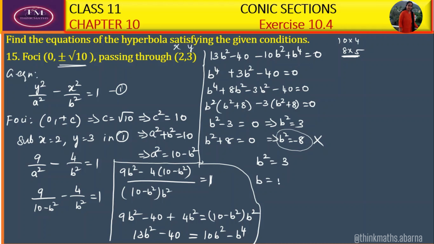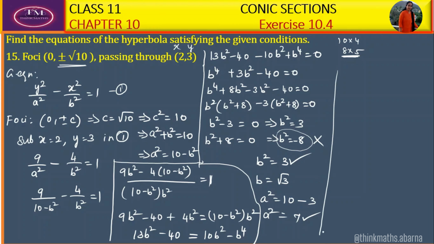So b will be root 5. Okay, negative value is avoided as b is the length. So b is equal to root 5. So if b is root 5, what is a? So a square equal to 10 minus b square. B square is 5, which is equal to 5. So a square is 5, b square is 5.